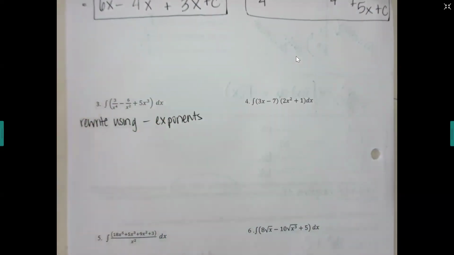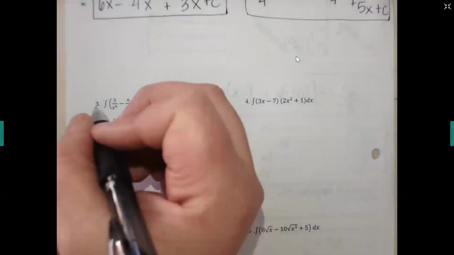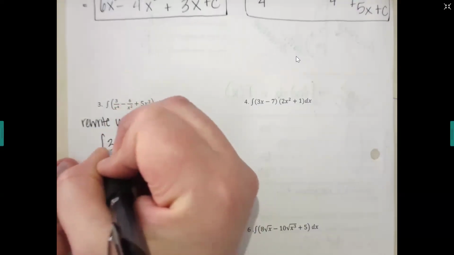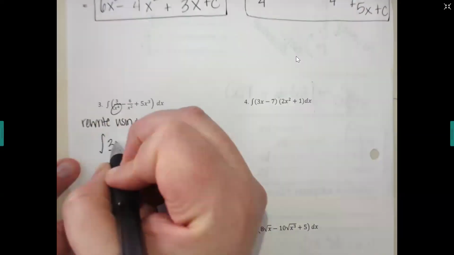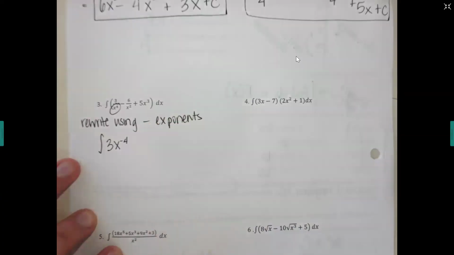Okay, there is no quotient rule for antiderivatives. There's no product rule for antiderivatives. So if you get a fraction, you need to make it not a fraction anymore by rewriting it. Okay, so my rewrite here would be 3, and then my x to the 4 is going to come up as an x to the minus 4.